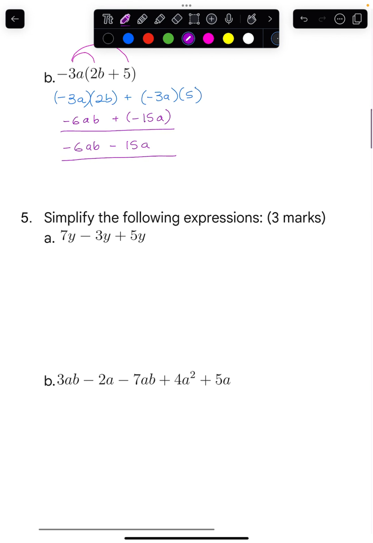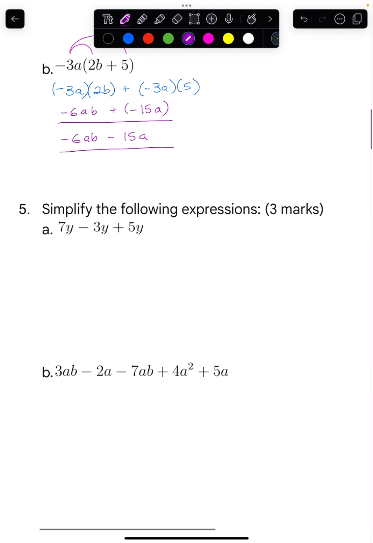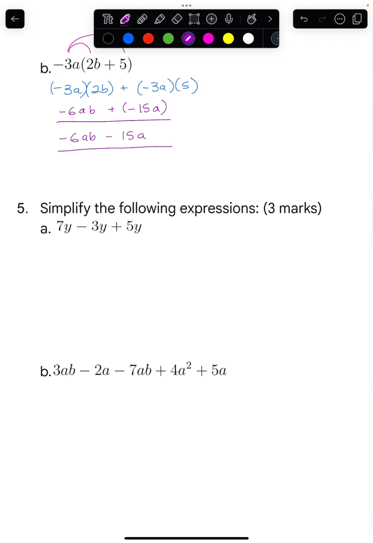Let's try the next one. It says simplify the following expressions. Here we're really just looking for like terms. We want to combine our like terms. It's really helpful in this case to underline the like terms, make sure we're aware of which ones are like terms. So if we remember, our rule for like terms is that they are terms that have the same variable with the same exponent on it.